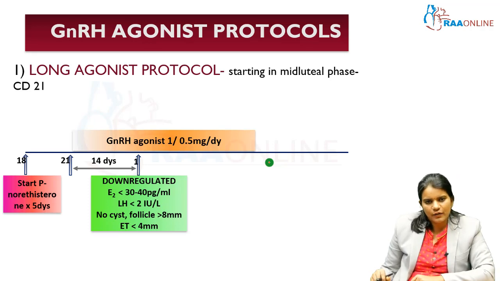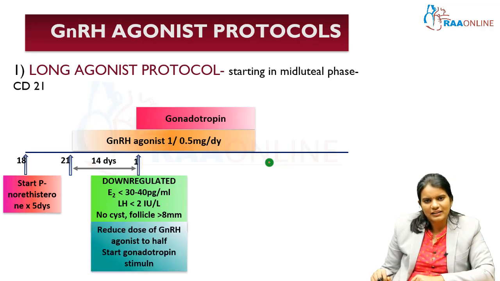And then we can check for the downregulation with E2 and LH. If you don't get a period, sometimes we do not get a period when you give the agonist, in that case, what we can do is, 10 to 12 days after the starting of the agonist, that is from day 21, you calculate and do the E2 and LH. If E2 and LH show that the pituitary is downregulated, then you can start your stimulation.